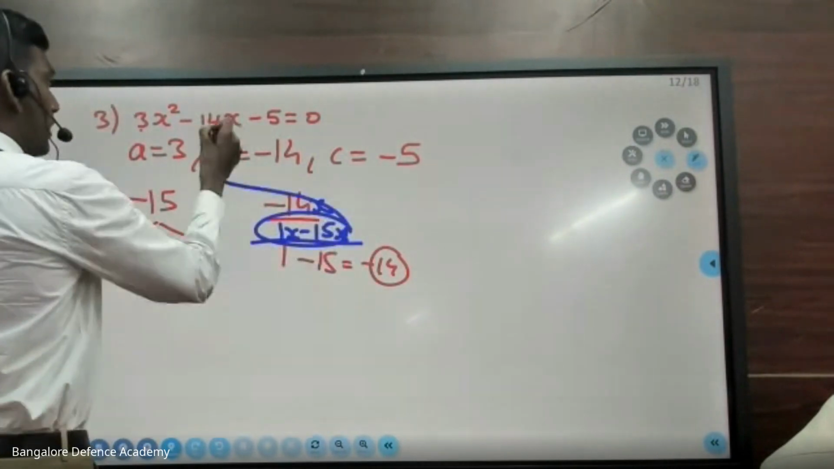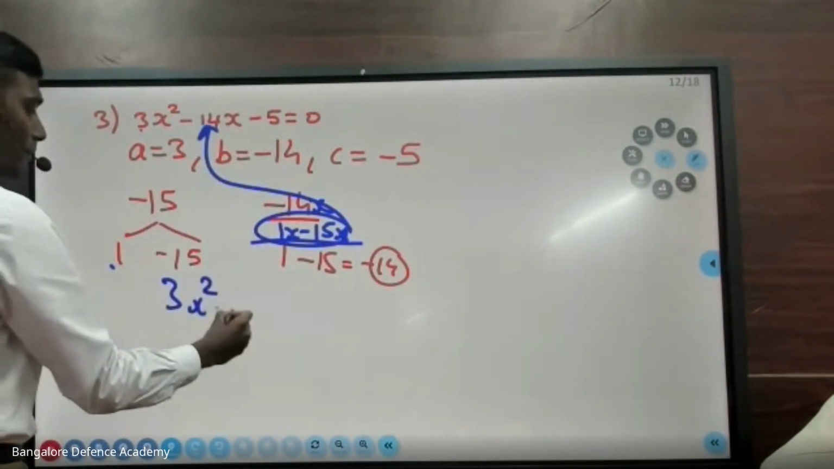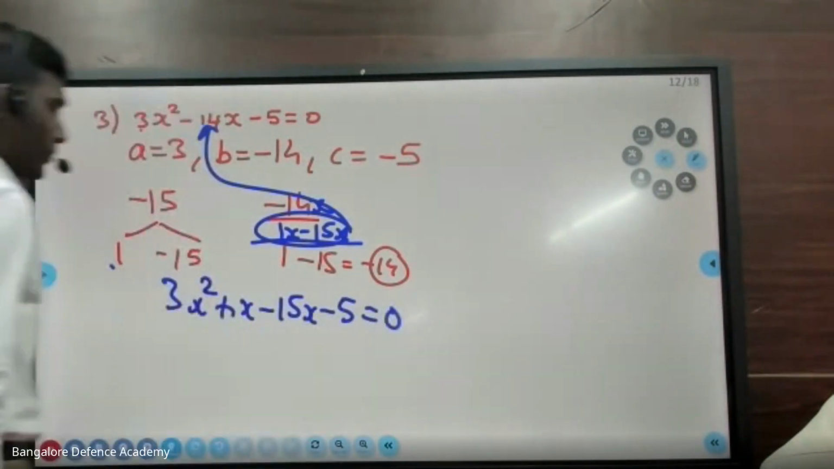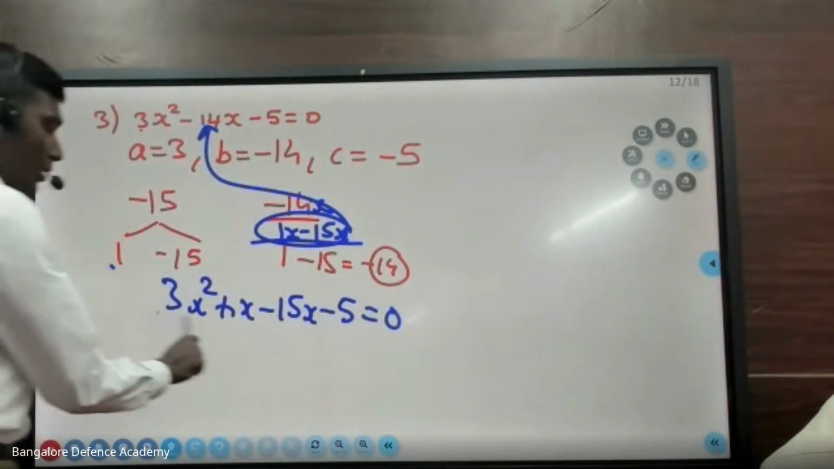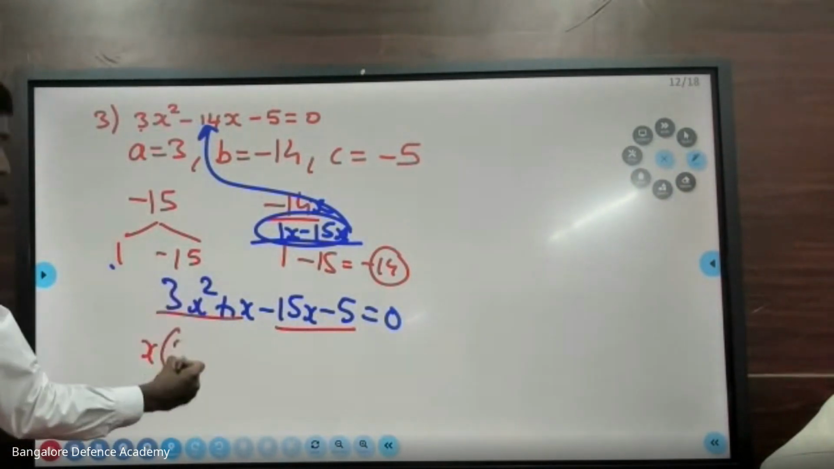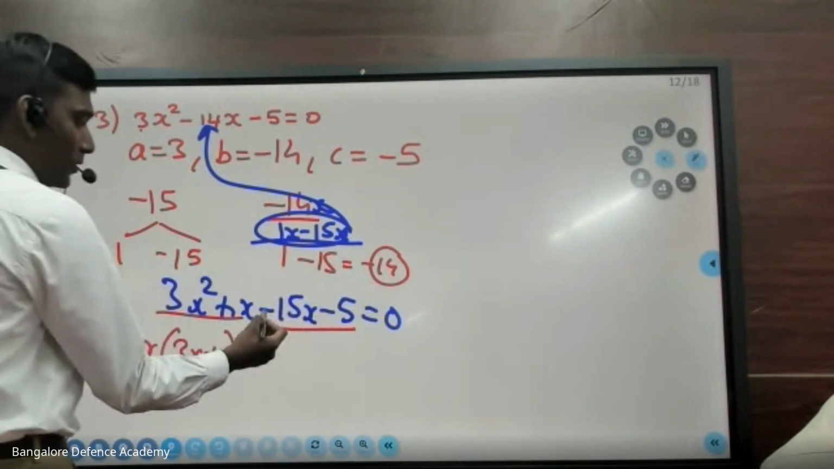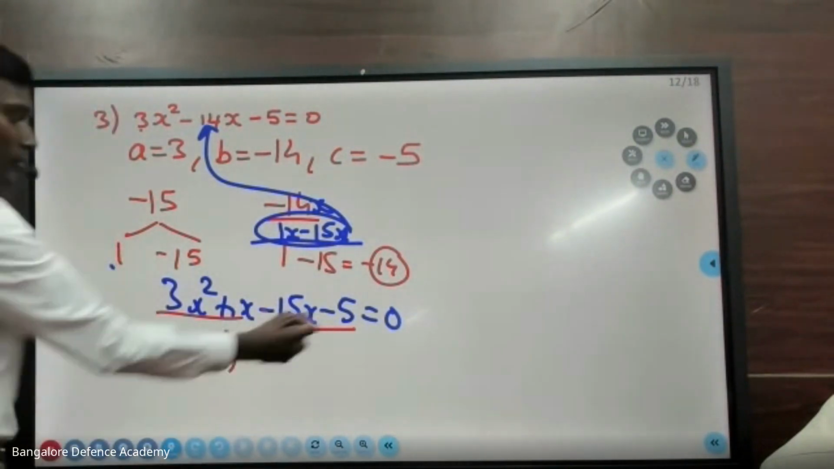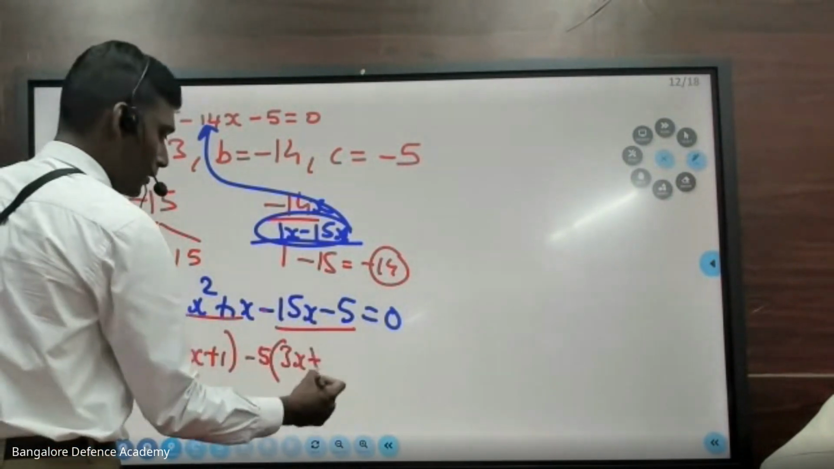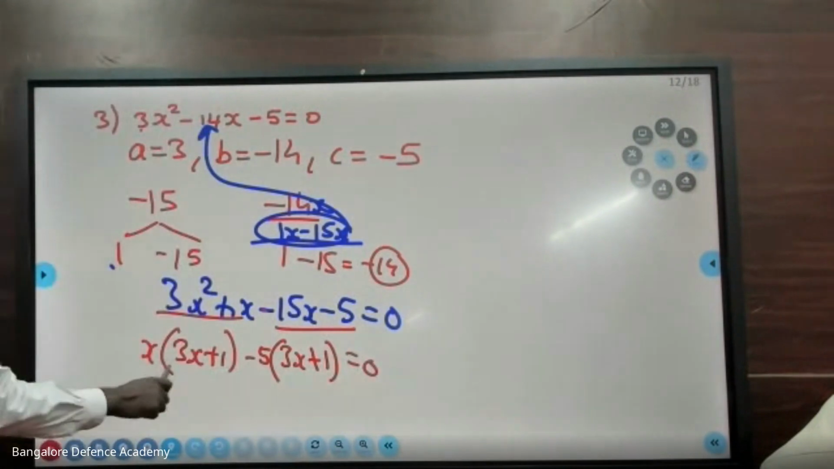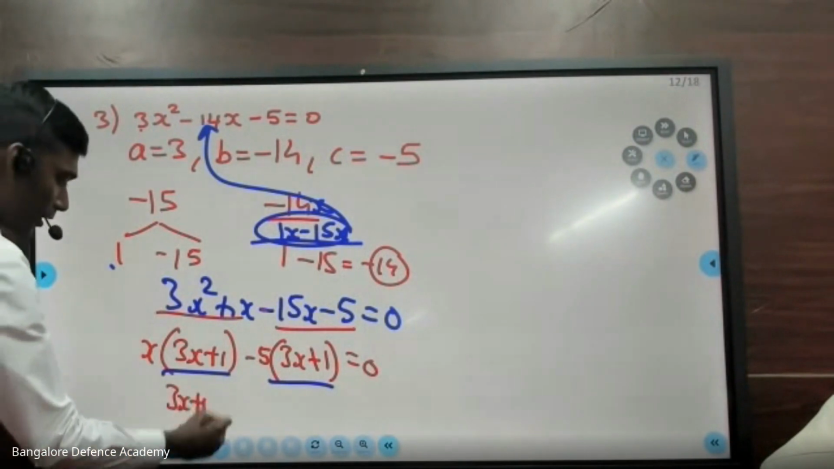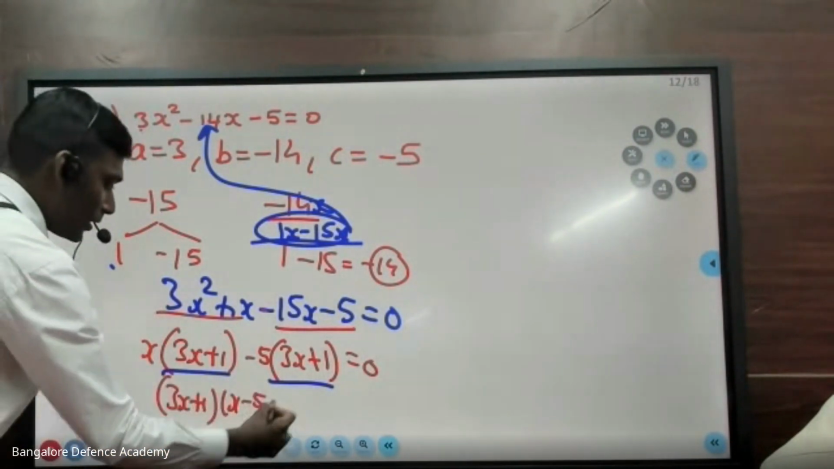So this value I'll substitute here. 3x square plus x minus 15x minus 5 is equal to 0. Is it right? Now what is common here? Here you have common x, and what you will take inside? 3x plus 1. Now here minus, minus. Take minus common outside; this is 5. Take 5 here. What happens? 5 into (3x plus 1) is equal to 0. Now look at this. 3x plus 1 is common. So what you are going to do now? This is 3x plus 1 common, (x minus 5) is equal to 0.